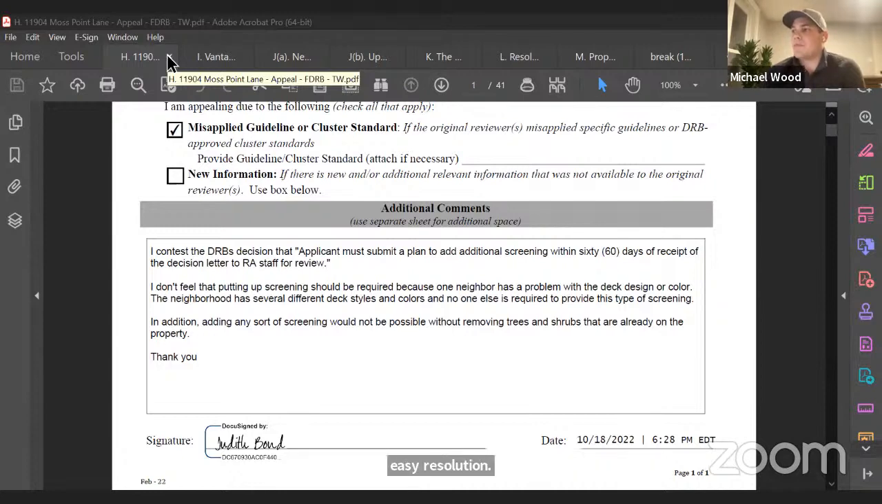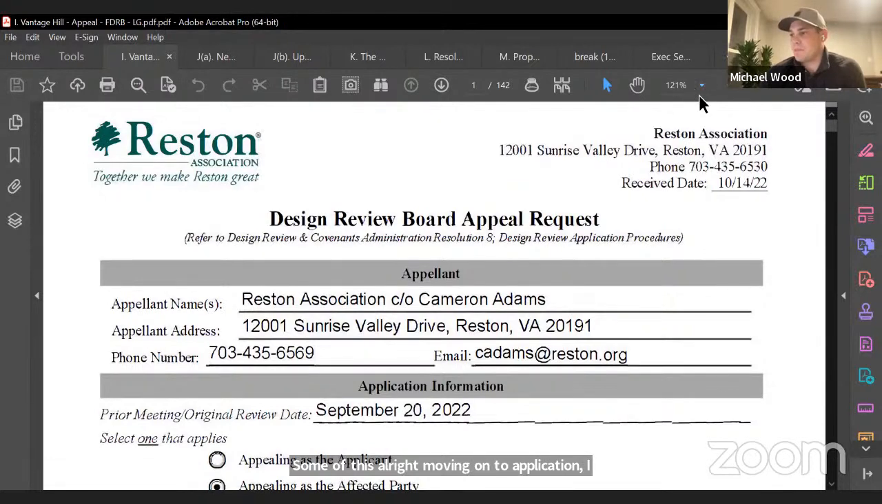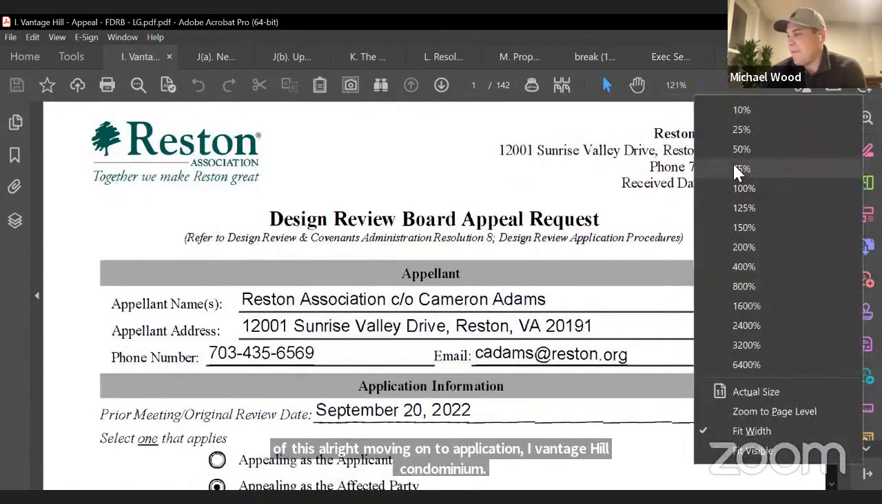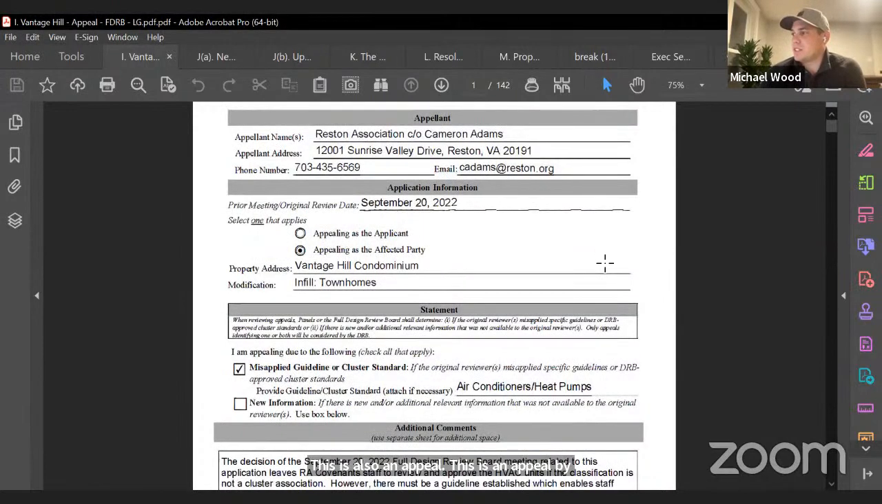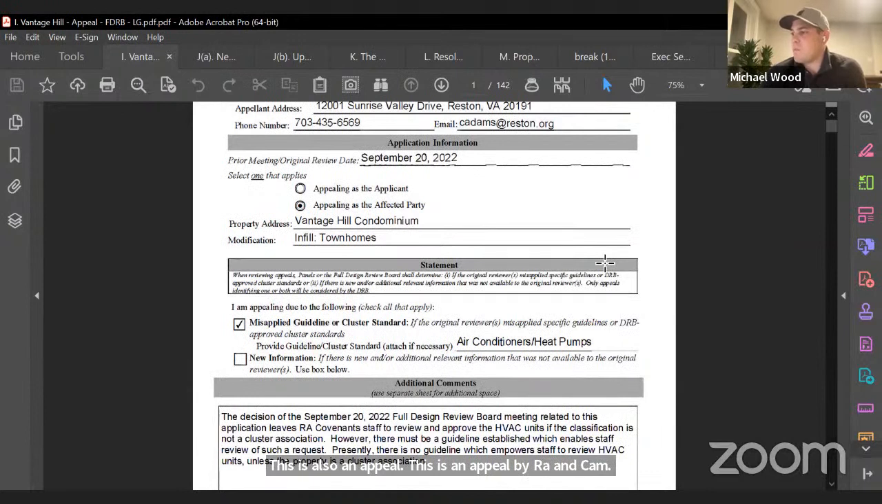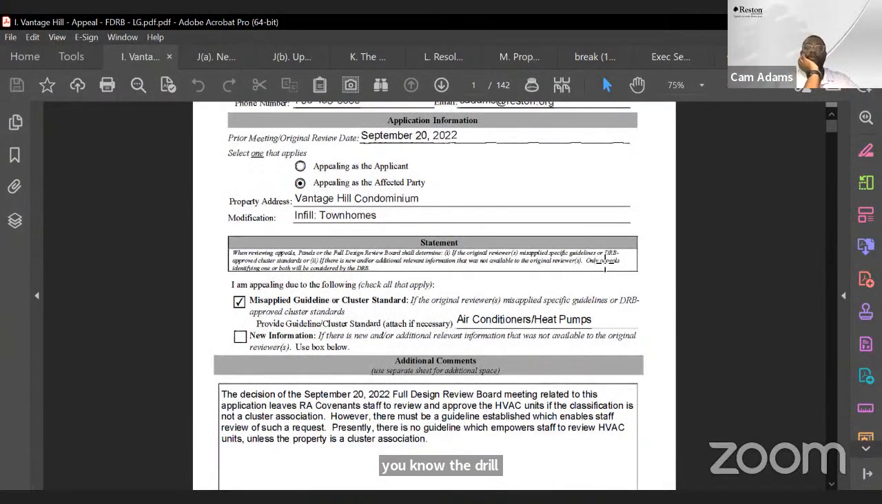All right, moving on to application I, Vantage Hill condominium. This is also an appeal. This is an appeal by RA. And Cam, you know the drill, so take the floor, sir. Sure. I'm just going to read what's written on the screen.